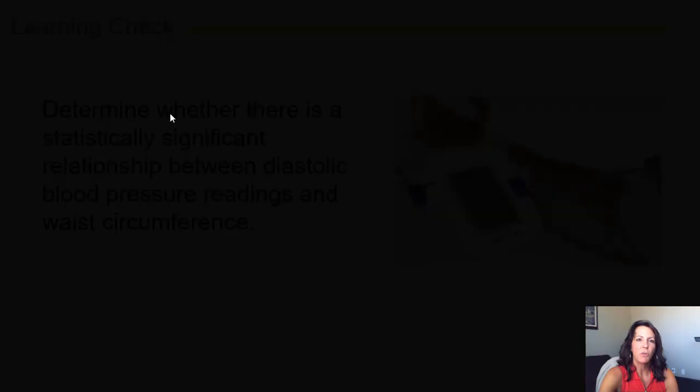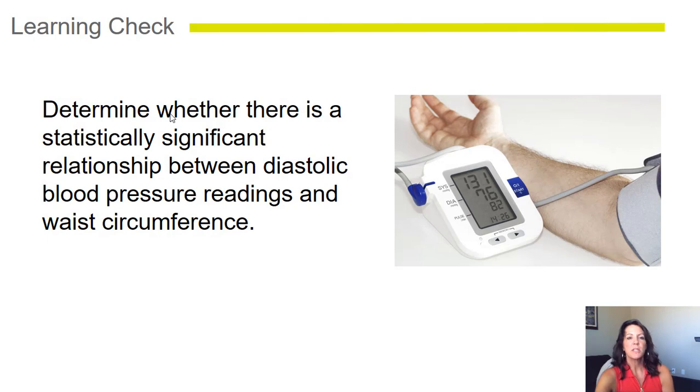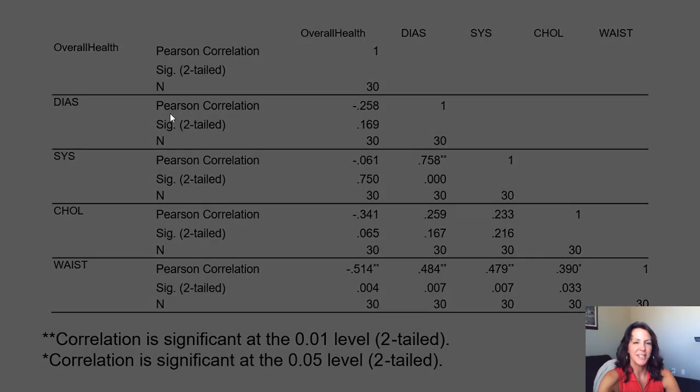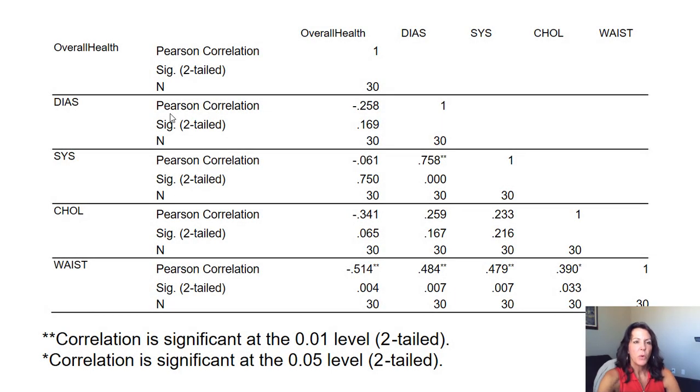All right, let's try another one. We're going to see if there's a statistically significant relationship between diastolic blood pressure readings, again, and waist circumference. So as the blood pressure readings go up, does that mean that the waist circumference measurements will go up, or will it be in the other direction? Well, let's see. So we are looking for diastolic blood pressure and waist circumference. You find it first.